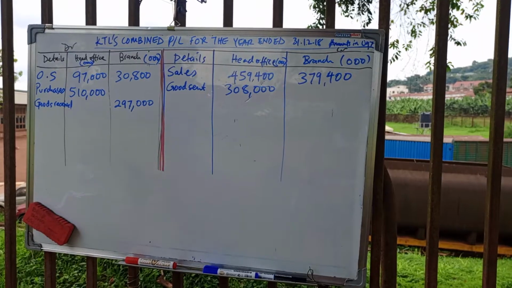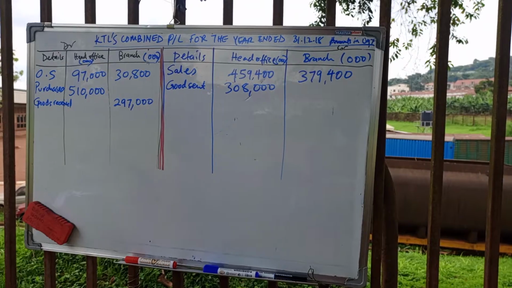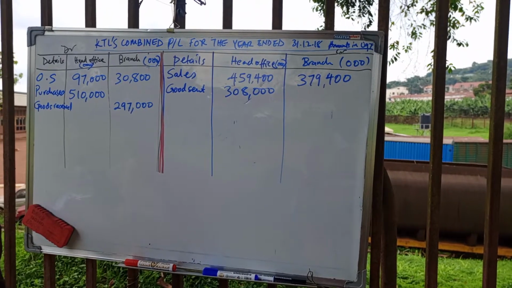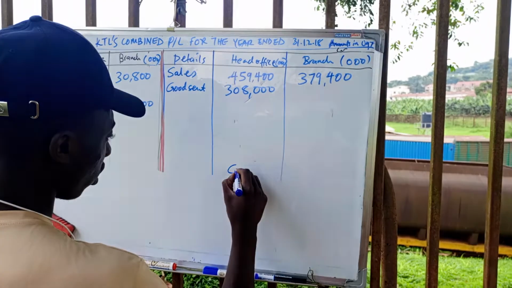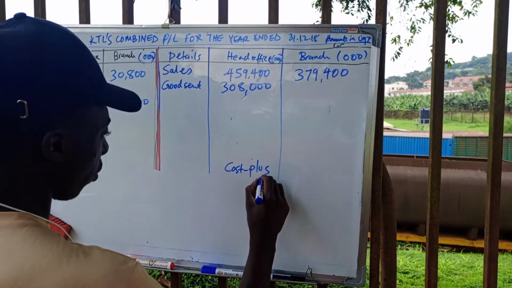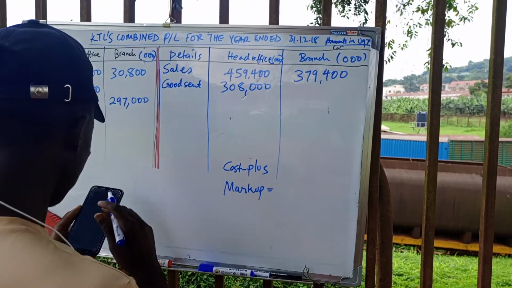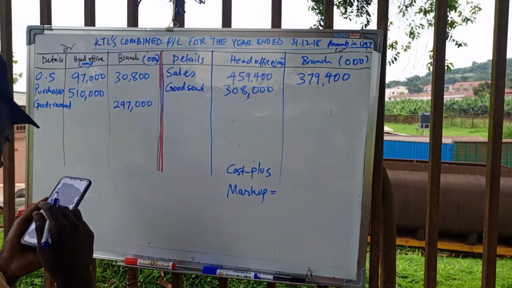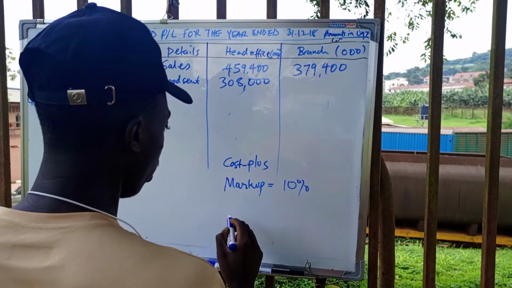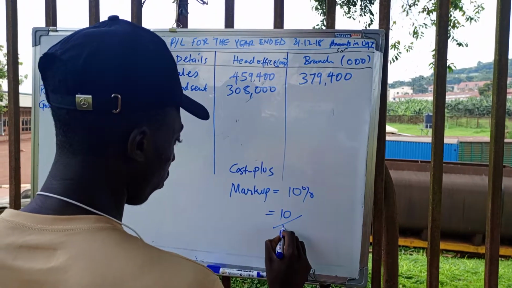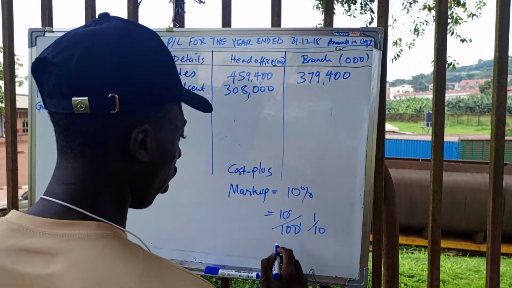They are saying in the additional information, note one: all goods sold by the branch are supplied from the head office at cost plus 10%. Cost plus, that is markup. As long as they mention that word, that is already markup. So our markup is 10%. I turn it into a fraction: 10 out of 100, that is 1 out of 10. Our markup is 1 out of 10.